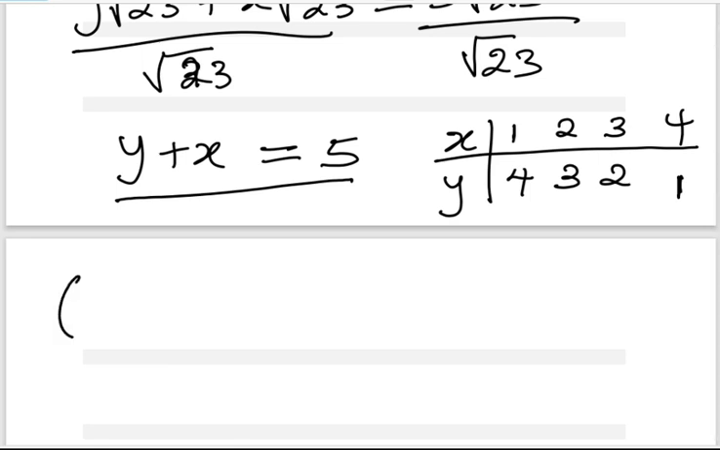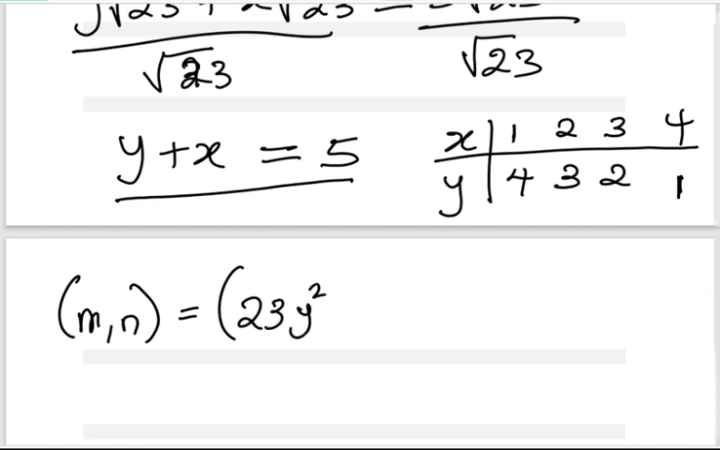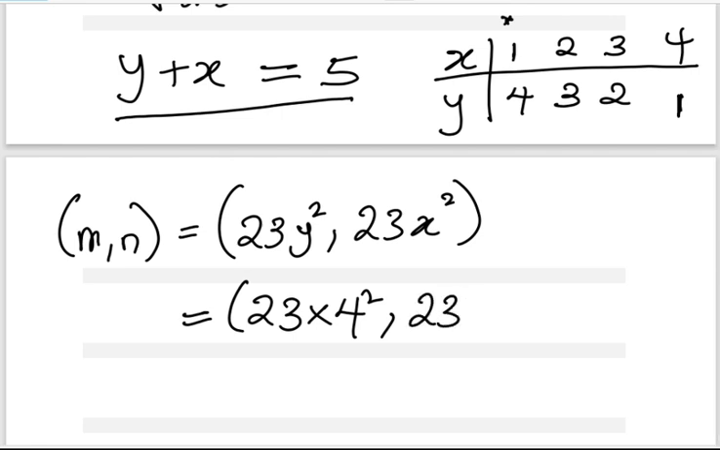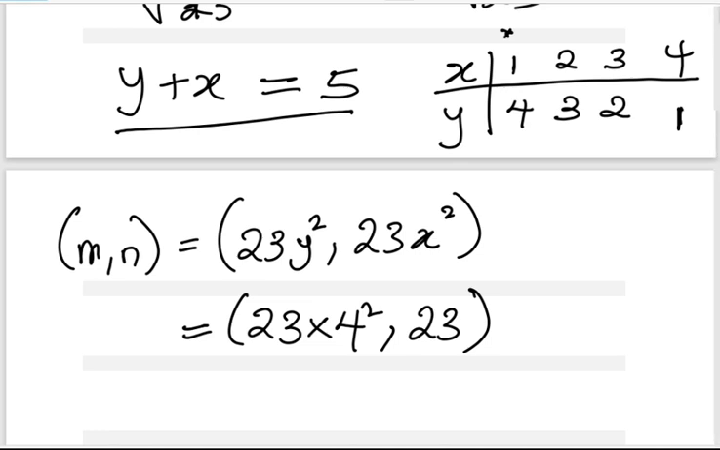So let's put back our m comma n, which is 23y squared comma 23x squared. So let's try for this very first set, 1 and 4. So this is simply going to be 23, y there is 4, times 4 squared comma 23 times 1 squared, which is just 23. So that means we're going to have 4 solutions for our m and our n.